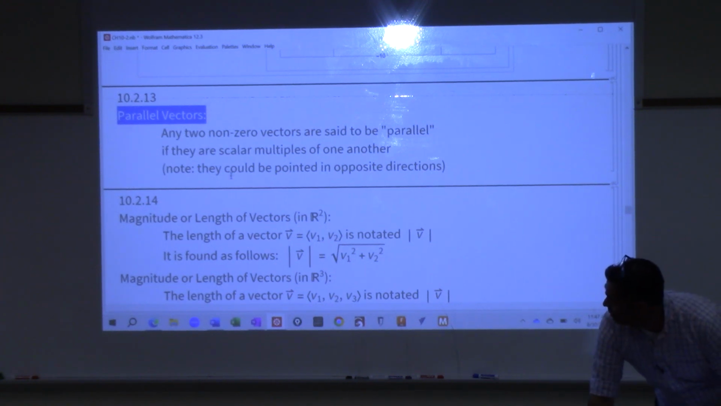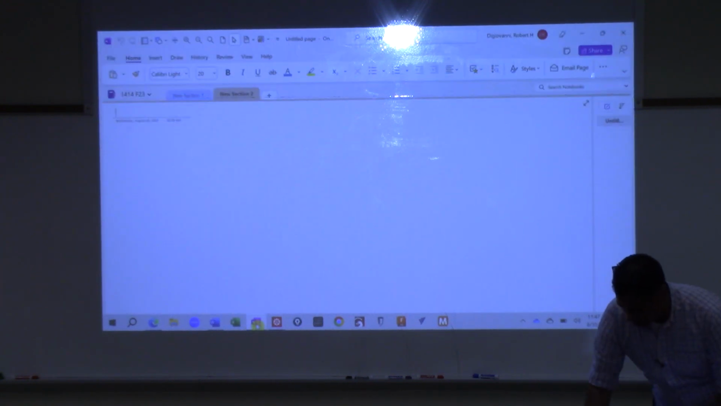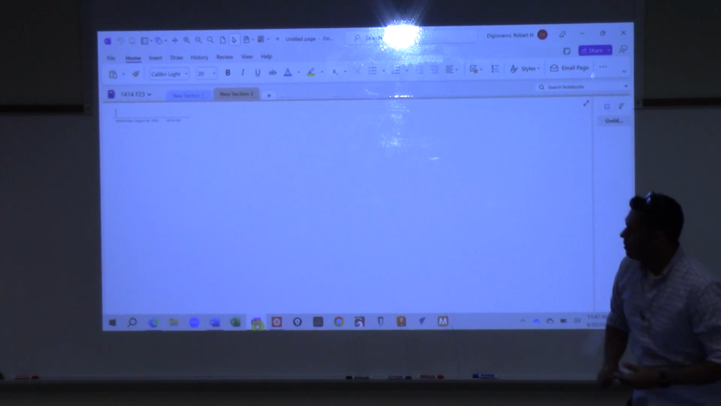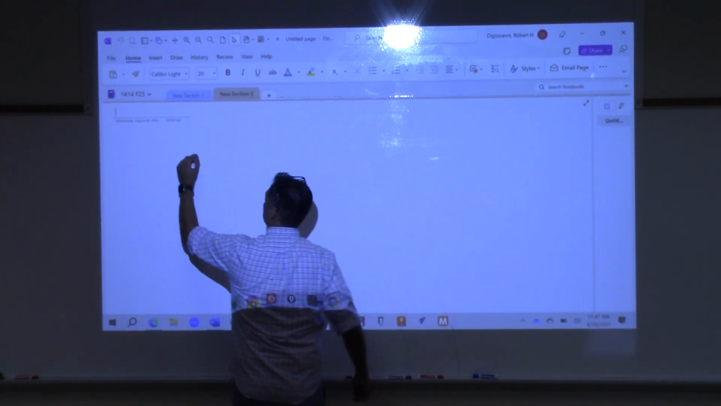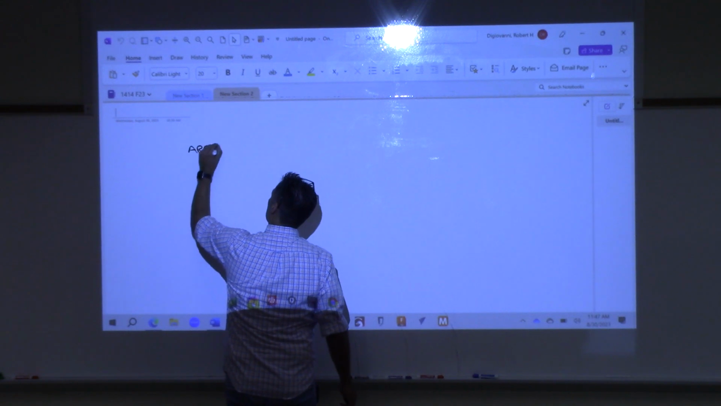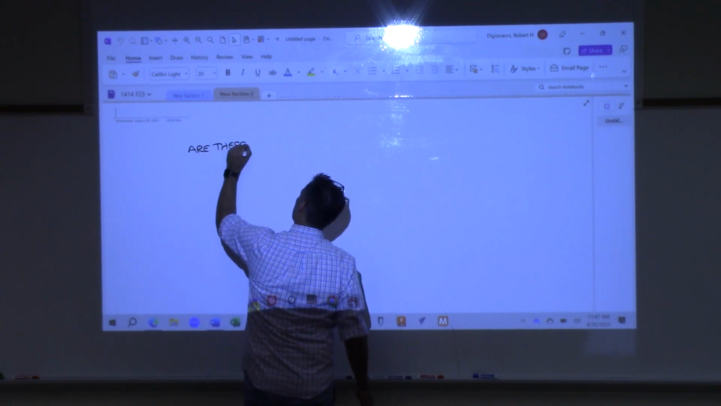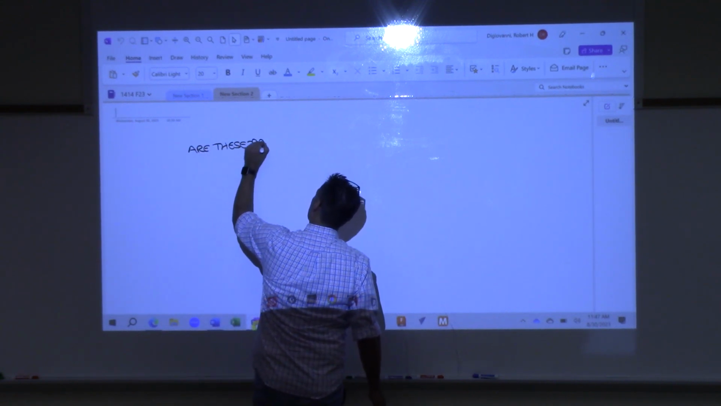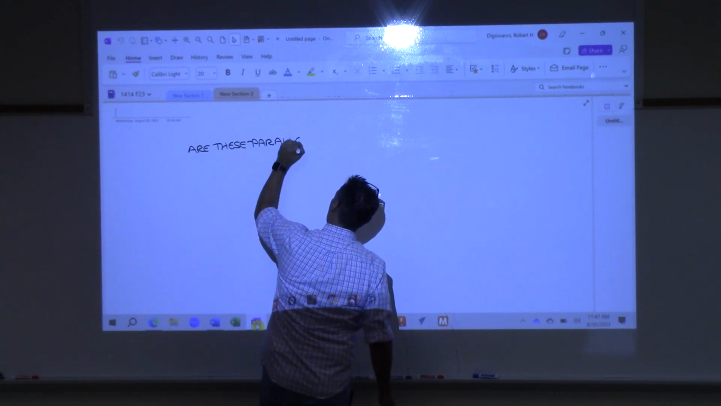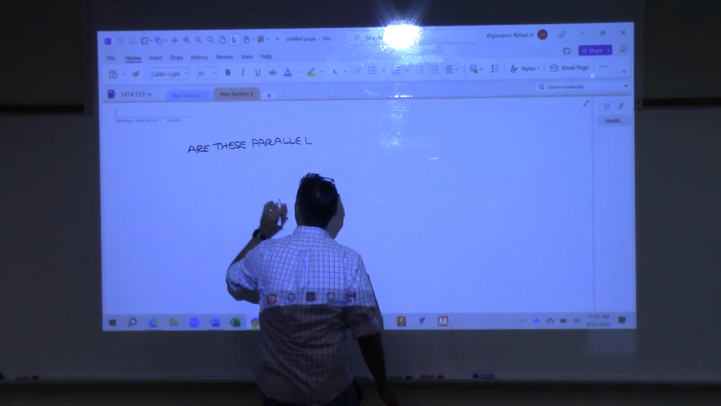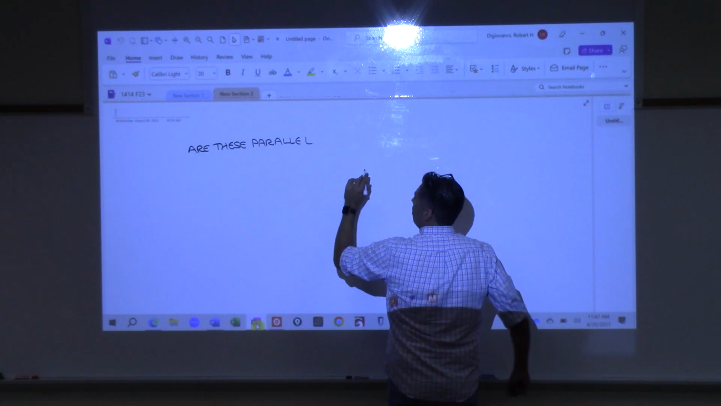So I'm going to give you a quick example on the board here. I'm going to ask you if these are parallel or not. Are these vectors parallel? I know for a lot of you that have seen vectors, I'm sorry, just hang in there. Are these parallel?